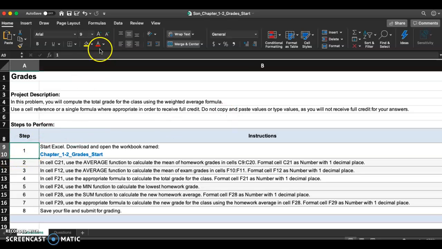Step 1, start Excel. Like I said, this one is called Grades. So if it says Grades, then that's the one that you're working on. It's not going to say weighted average on the Excel sheet. All right, let's see step 2.